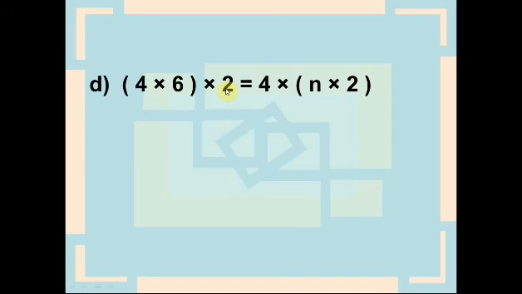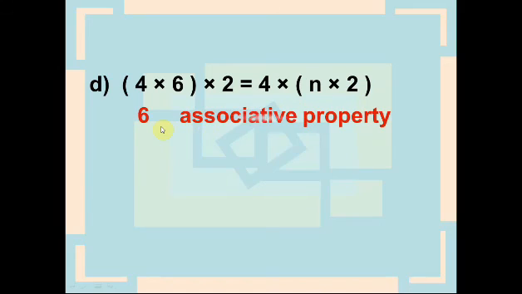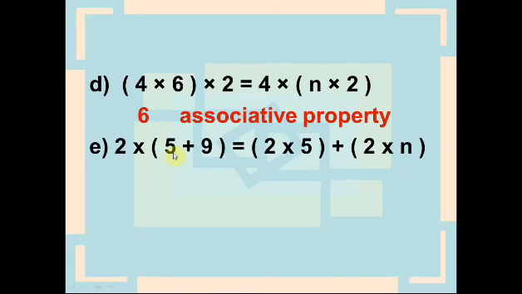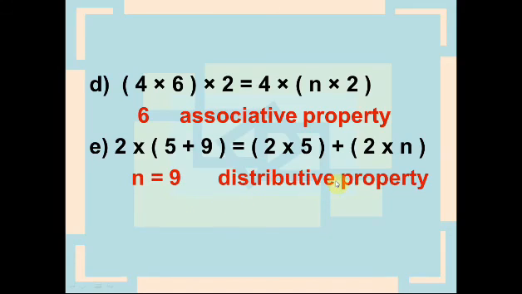4 multiplied by 6 multiplied by 2 equals 4 multiplied by n multiplied by 2. The value of n is 6 and the name of the property is associative. 2 multiply (5 plus 9) equals 2 multiply 5 plus 2 multiply n. The value of n here is 9 and the name of the property is distributive property.